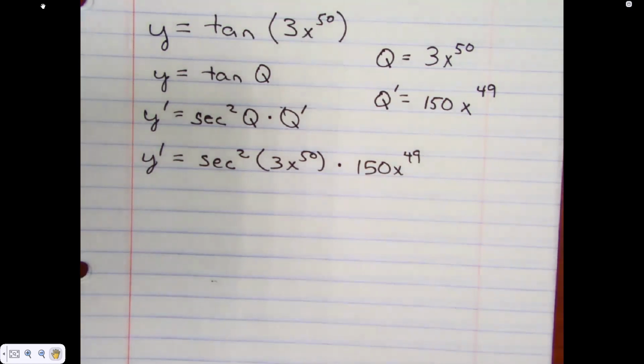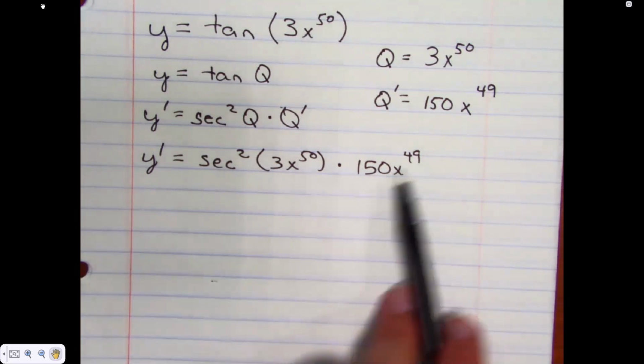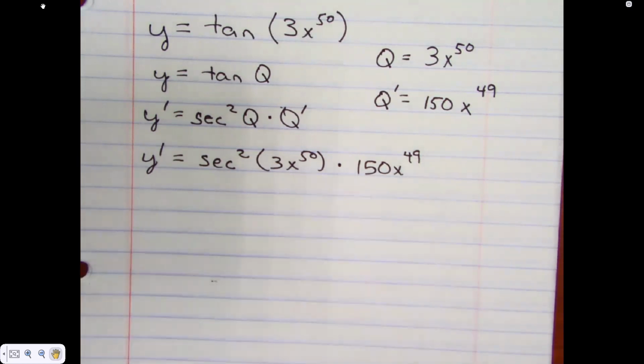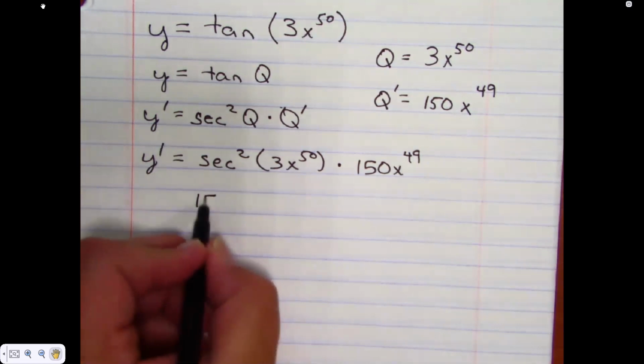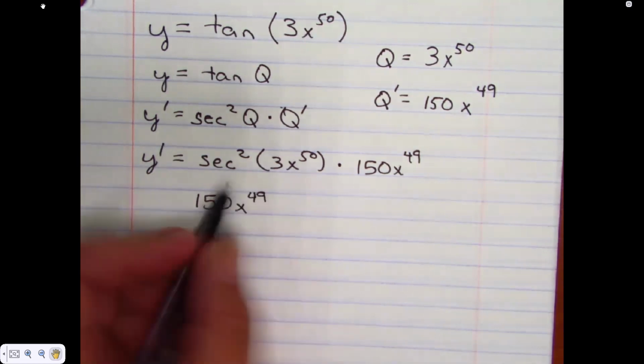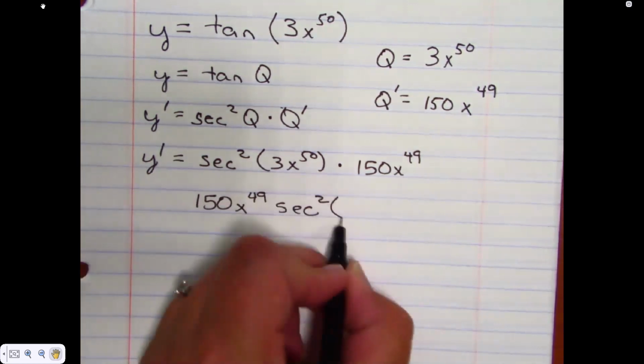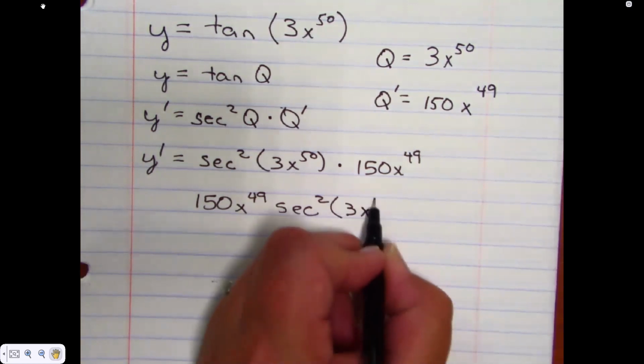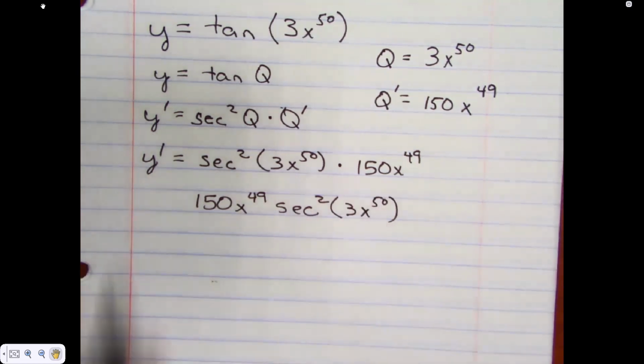And then same thing, we could move this to the front if we wanted to, but we would still have to pretty much write everything, 150x to the 49th, and then it would still be secant squared, and we still really should use the parentheses there. But sometimes we put the number first. Good, okay.